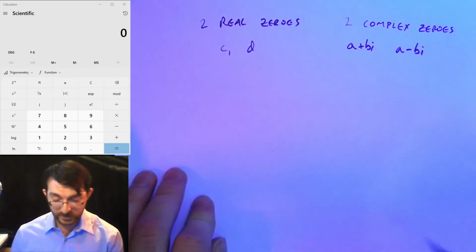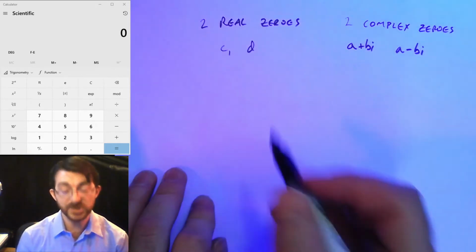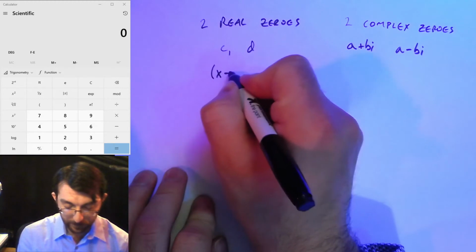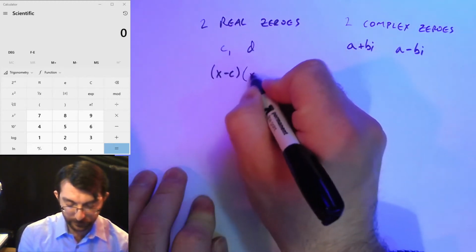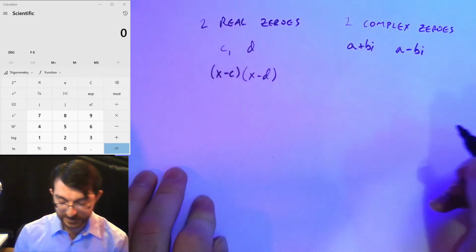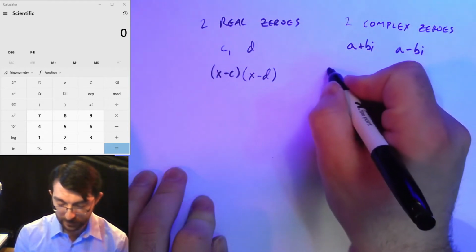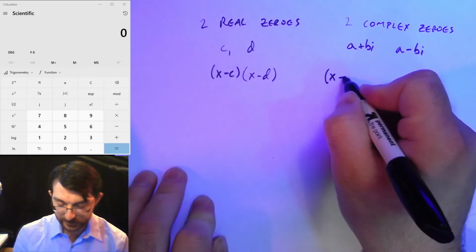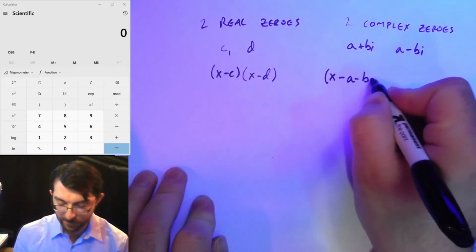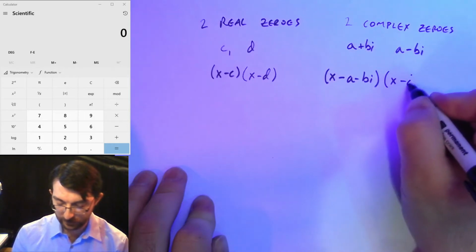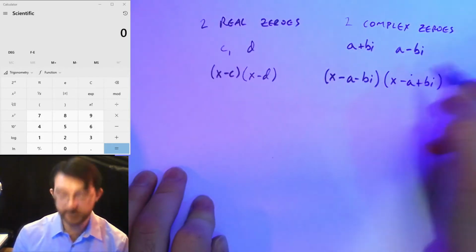So if the two real zeros are C and D, that means that the two factors will be x minus C and x minus D. And for the complex ones, it'll be x minus A minus BI and x minus A plus BI. Sorry, that was a mistake.